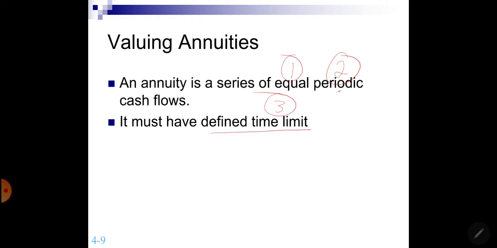And third is that it must have a defined time limit. So you should know when the payment will end. If you do not know when the annuity stream, the cash flow, is going to end, then it is not an annuity question. You cannot use the annuity formula then.